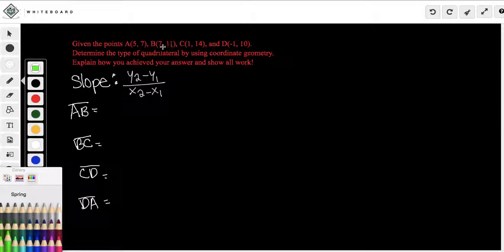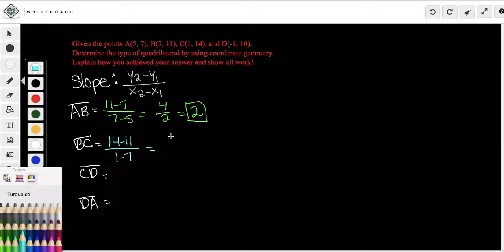So between A and B, we have our y's first, so 11 minus 7, over our x's, 7 minus 5. That equals 4 over 2, which equals 2. So the slope of AB is 2. Now I'm going to go to BC. So here's BC, so we're going to have y2 minus y1, so it's 14 minus 11, over x2 minus x1, 1 minus 7. 14 minus 11 is 3, over 1 minus 7 is negative 6, so negative 1/2 is going to be the slope of line segment BC.